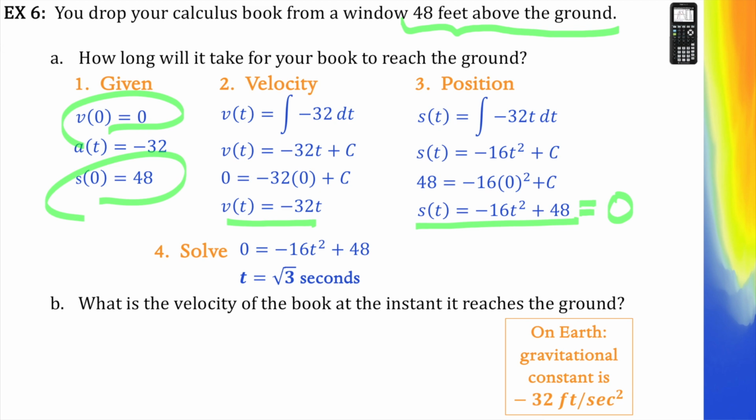What is the velocity of the book at the instant it reaches the ground? Well, we can take that square root of 3 and just plug it right back into our velocity function. About -55.426 feet per second.